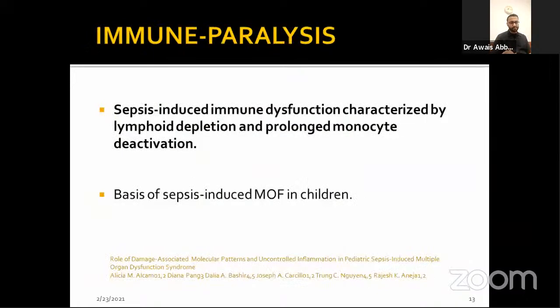I'll now focus on the immune paralysis that actually is the crux of multi-organ dysfunction. That is the mechanism that is happening behind the multi-organ dysfunction. So it is sepsis-induced immune dysfunction that is actually characterized by lymphoid cell depletion and prolonged monocyte deactivation. And it is the basis of sepsis-induced multi-organ failure in children. How it does that, we'll discuss in coming slides.